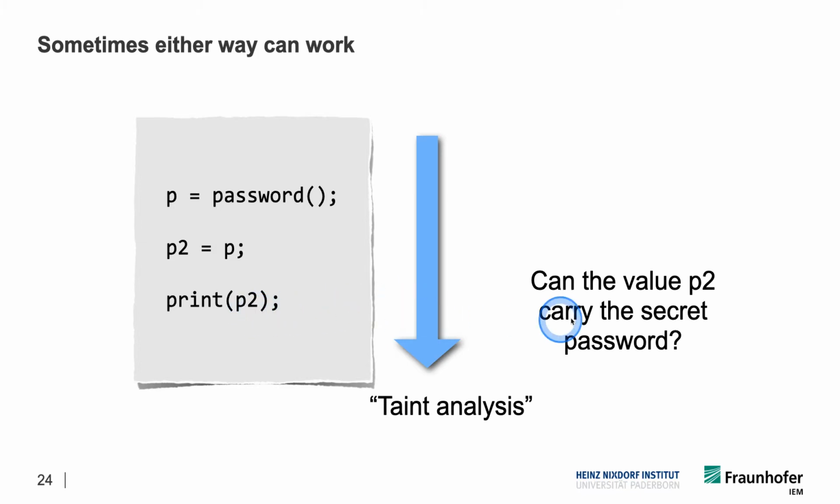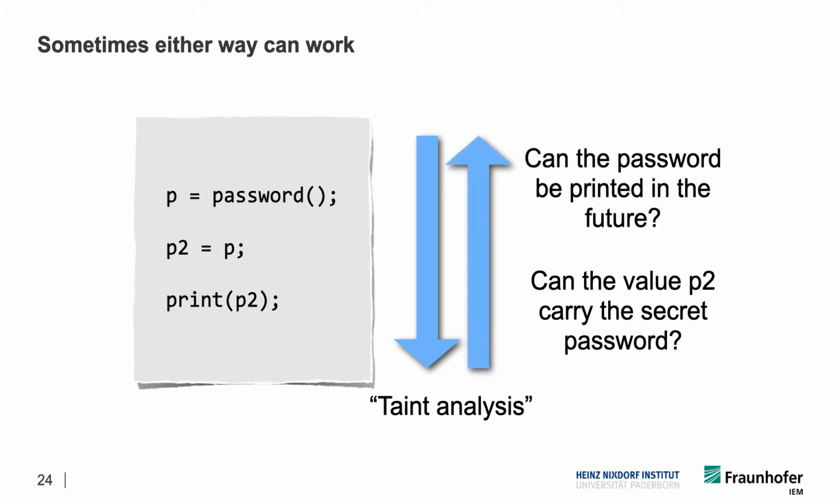But if you ask the question this way, then you're basically making this statement your focus of attention, and you're interested in information about the past. So if you think about it that way, then your taint analysis would have to be implemented in a forward fashion. But you can also ask this question the other way around, focusing on this password and what happens to it. And you can ask, can the password be printed in the future? If you ask about it that way, then you will be interested in doing a backward analysis. And actually both can make sense.